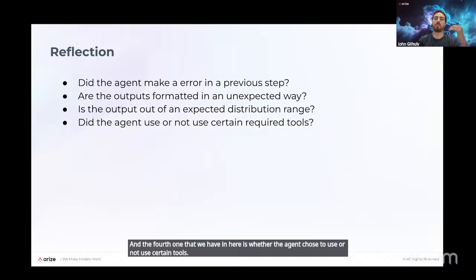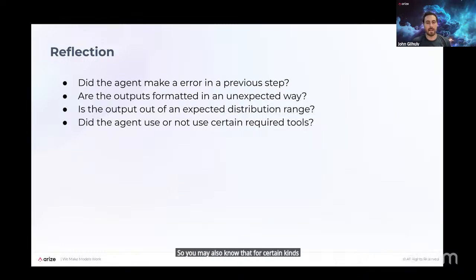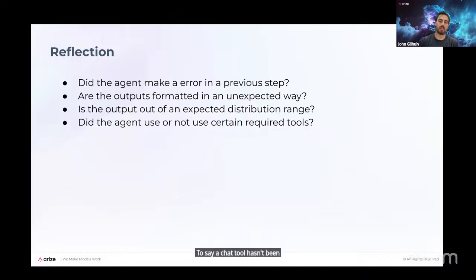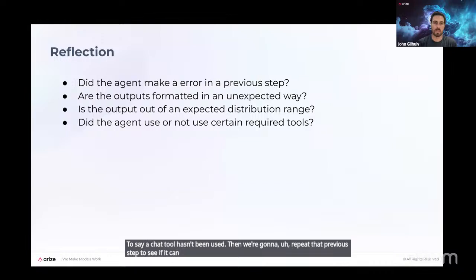So you may also know that for certain kinds of inputs or certain tasks, it's going to be required to use a tool. And so you can bake some of that logic into this reflection step as well, to say if that tool hasn't been used, then we're going to repeat that previous step to see if it can make an earlier decision. So it's kind of returning back to an earlier point in your application.